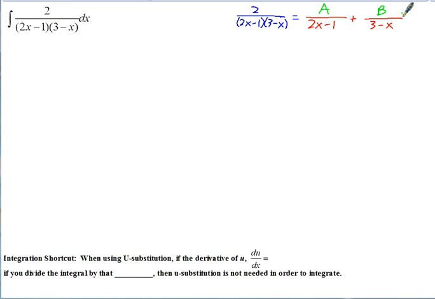So what we can do first again, look at what we'd have to multiply by each of these. In order to add them together, you have to multiply this one by 3 minus x, and this fraction by 2x minus 1 on the numerator down there. So again, if we multiply both sides of the equation by 2x minus 1 times 3 minus x, that's going to eliminate all the denominators. So we'll just end up with the numerators equal each other. So 2 equals a times 3 minus x plus b times 2x minus 1.